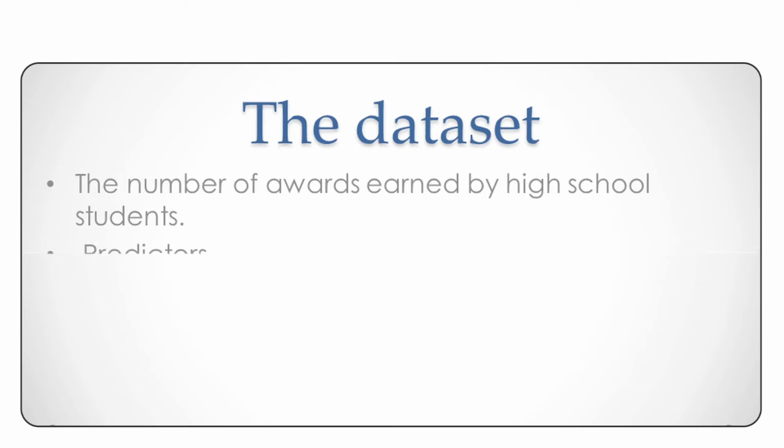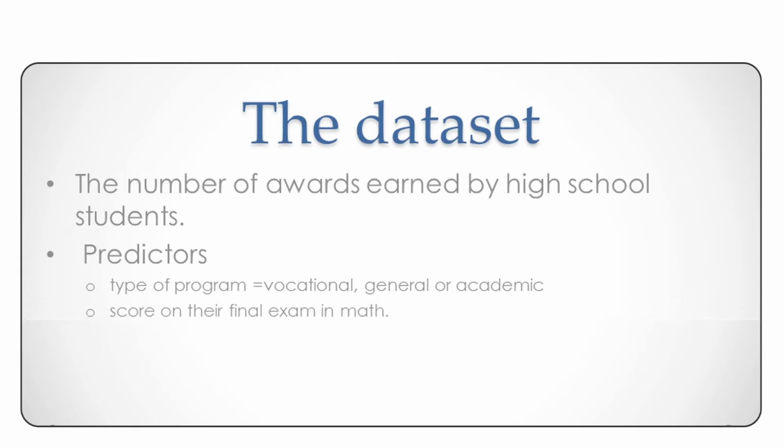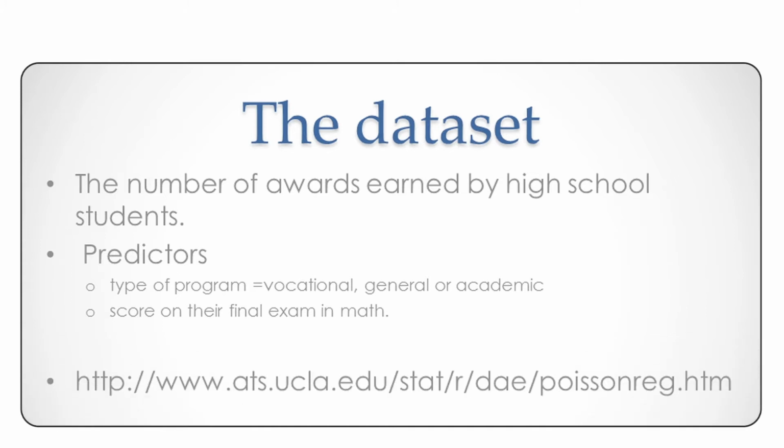We have two predictors. The first is the type of program into which the student was enrolled. This could be vocational, general, or academic. And the second predictor is a continuous predictor which represents the score obtained by the student in their final examination in mathematics. The dataset and the case study was obtained from this website from UCLA related to a vignette which illustrates Poisson regression.